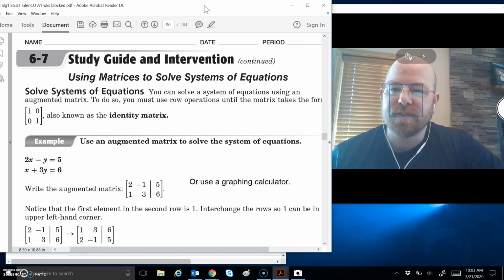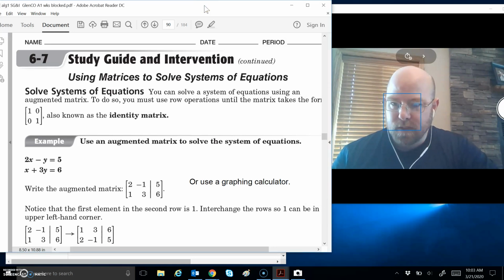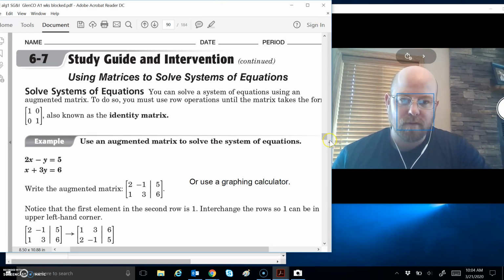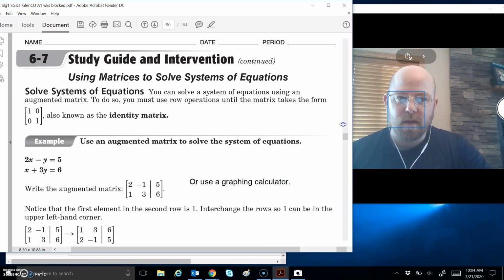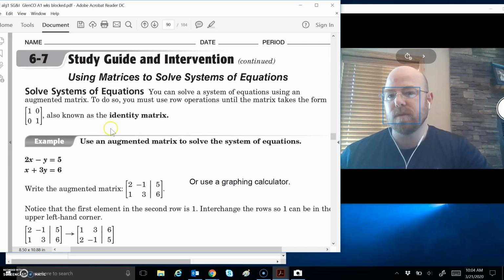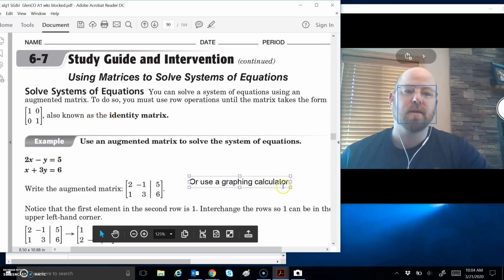Alright, using matrices to solve systems of equations. You can solve systems of equations using an augmented matrix. To do so, you must use row operations until the matrix takes the form of the identity matrix. Now, we're not going to do the identity matrix to solve this. We're going to use a graphing calculator.